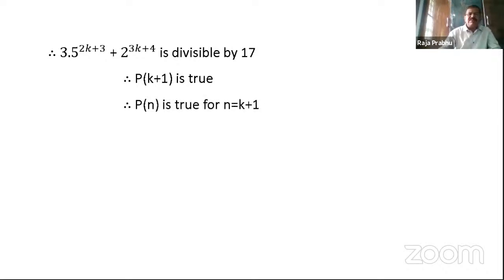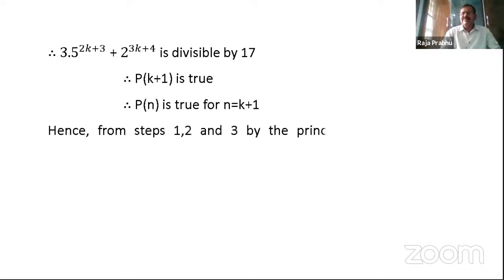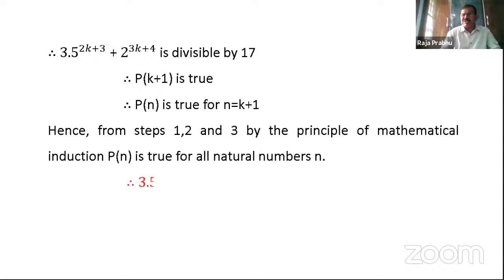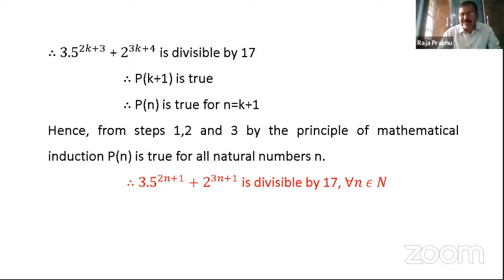Now, therefore, according to the principle of mathematical induction, from steps 1, 2 and 3, the statement is true for all the natural numbers. Therefore, finally, we can conclude that 3 into 5 to the power of 2n plus 1 plus 2 to the power of 3n plus 1 is divisible by 17. So this is the proof of the third problem, the problem based on divisibility.